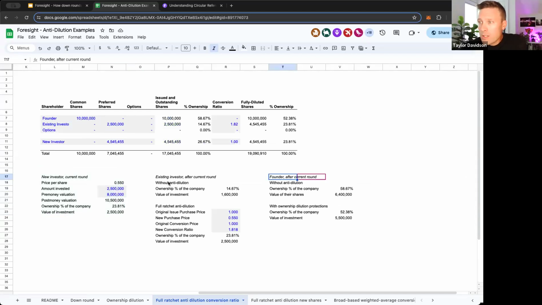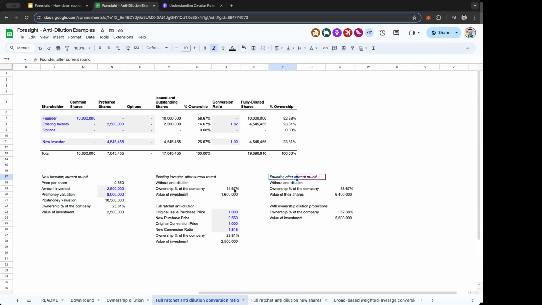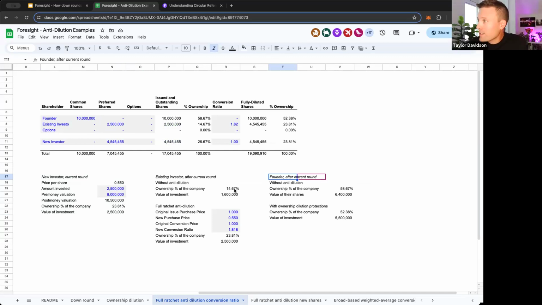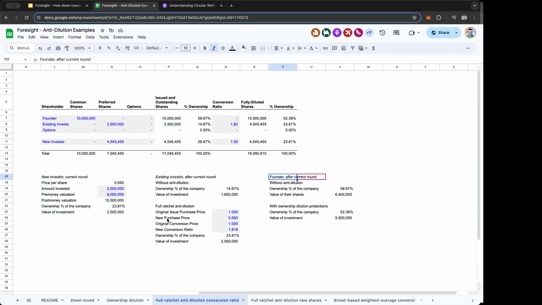So what we have here is, if there's no anti-dilution protection, as an example, they would have been massively diluted in the company, and the value of their investment went down significantly as well. The key here is this part on the anti-dilution protection.